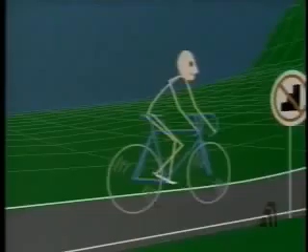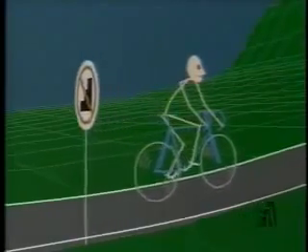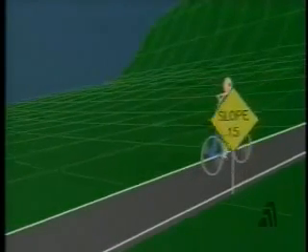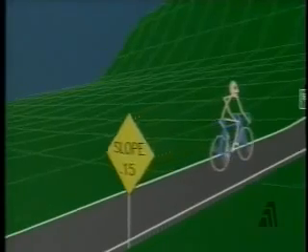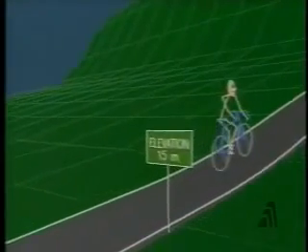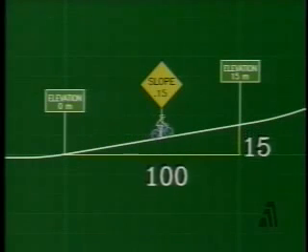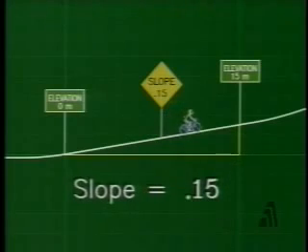Consider the factor of steepness. On the incline, the steepness is the ratio of the change in elevation to the change in horizontal distance. This ratio, a number, is called the slope. For example, suppose the elevation of an incline increases 15 meters every 100 meters. The rider moves upward 15, horizontally 100. The slope is 0.15.